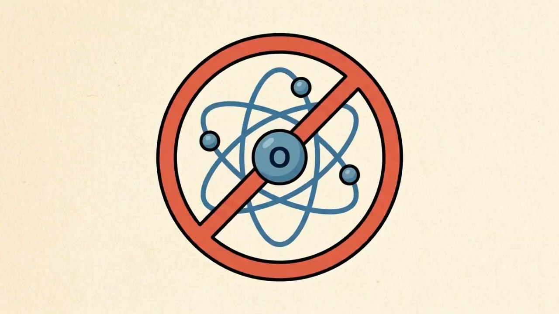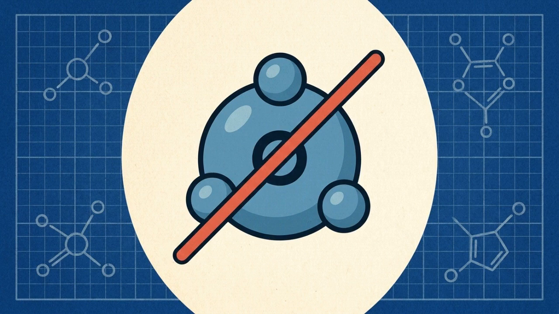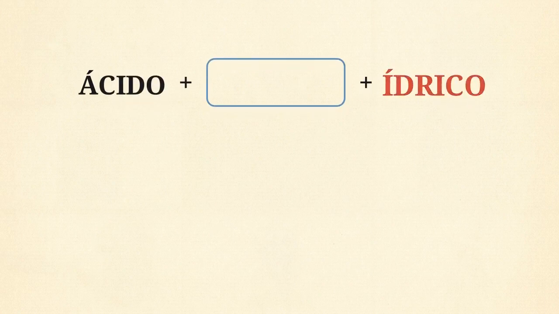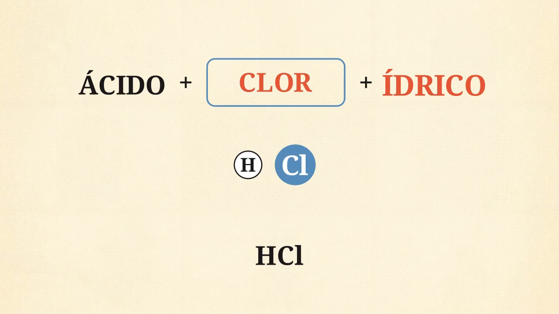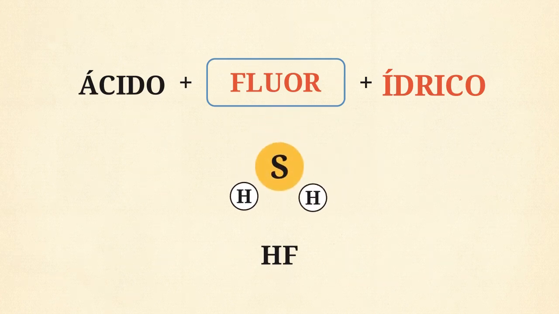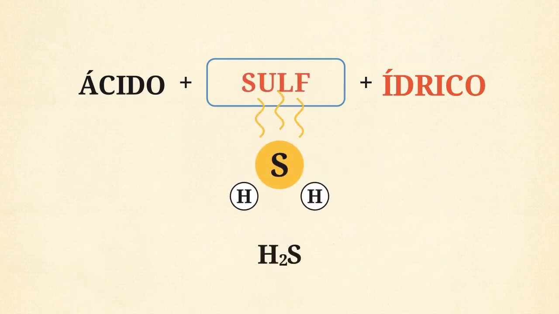Let's start with the simplest group, the hydracidos. These are acids that contain absolutely zero oxygen in their composition. The naming formula is straightforward. You take the word ácido, add the name of the main element, and attach the ending hídrico. Take a hydrogen atom and attach it to chlorine. We get ácido clorhídrico. Swap the chlorine for fluorine, the name becomes ácido fluorhídrico.